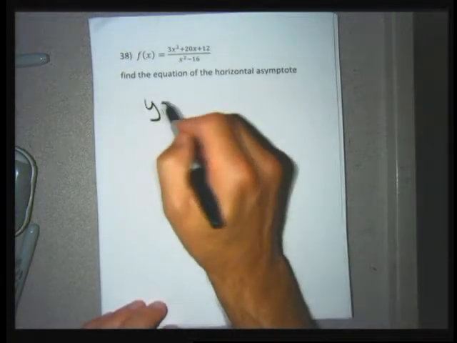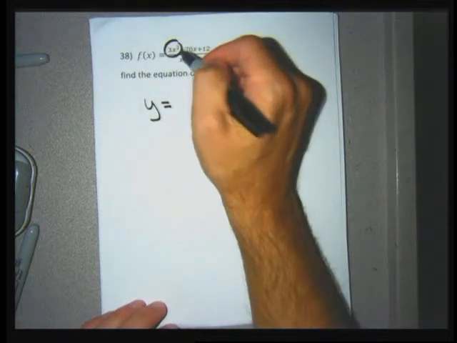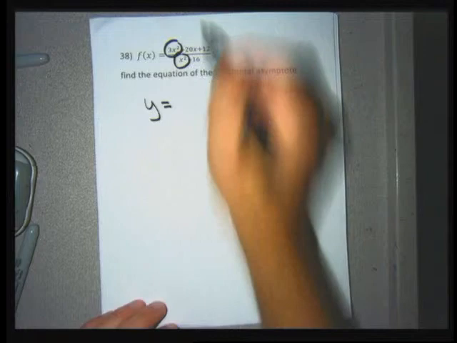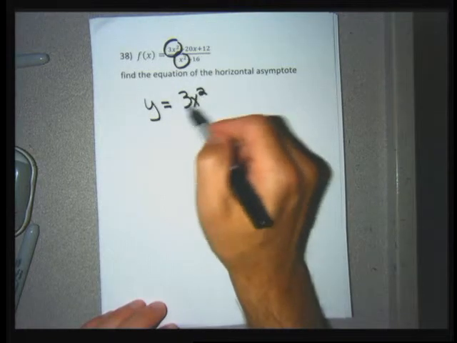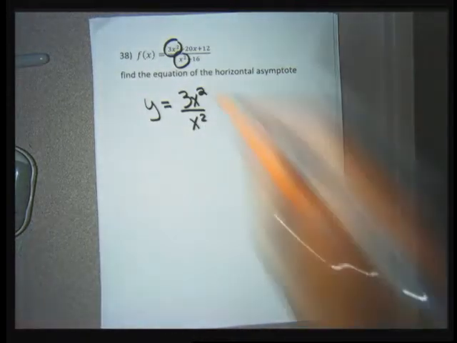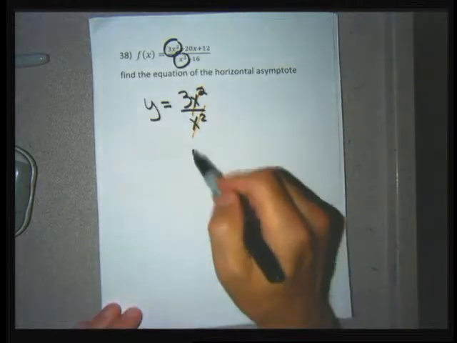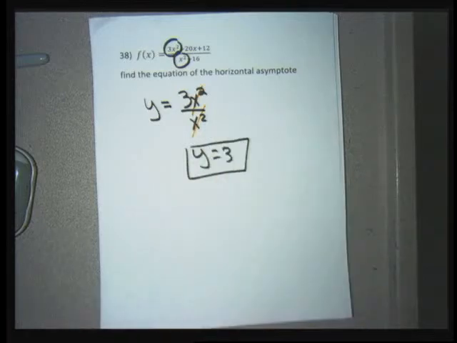To do the equation of the horizontal asymptote, I'm going to go y equals, I'm going to take the term with the highest power of x in the numerator, the term with the highest power of x in the denominator, and form a fraction with just those. That's going to be 3x squared over x squared. When I do this, the x squareds cancel. Don't have a fraction anymore. I'm just left with y equal to 3. That's going to be the equation of the horizontal asymptote.